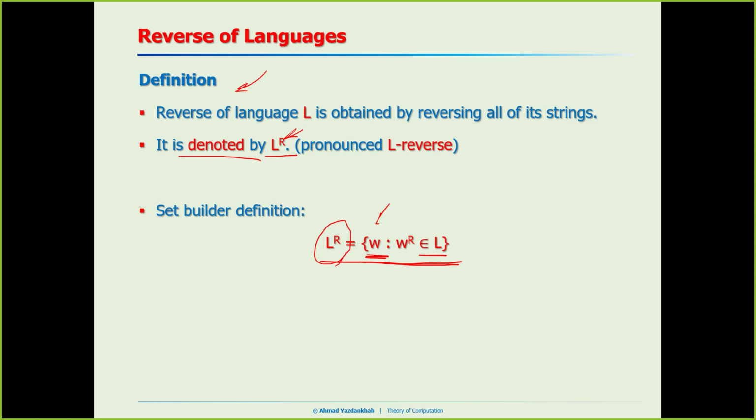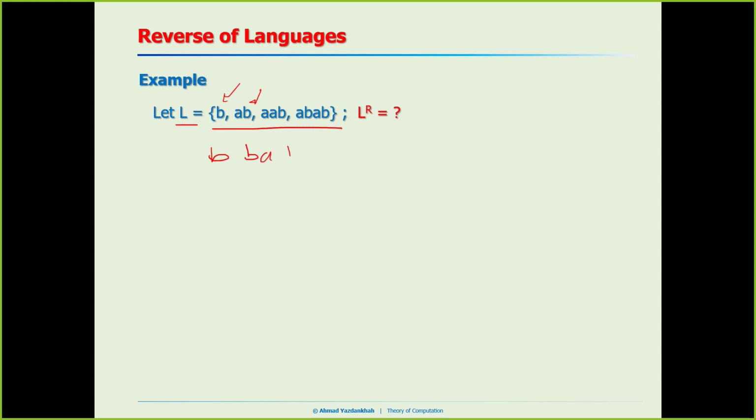Here are some examples. If this is the language, what is its reverse? We just need to reverse all of these strings, right? B is B, AB will be BA, this one will be BAA, and so forth, right? So this is a simple example.